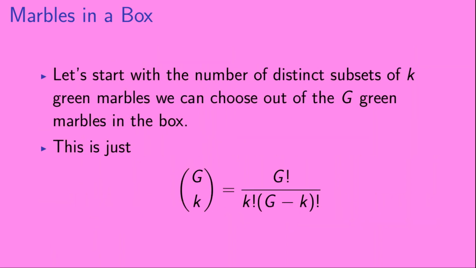Okay, so let's start with the number of distinct subsets of k green marbles we can choose out of the g green marbles in the box. Well, this is just g choose k, so that's g factorial over k factorial times g minus k factorial.